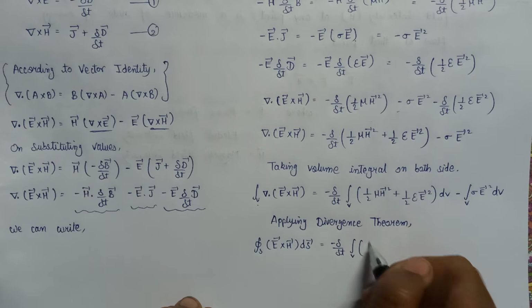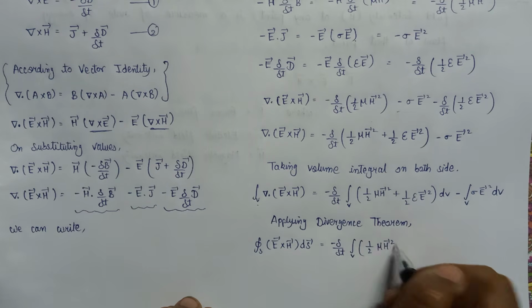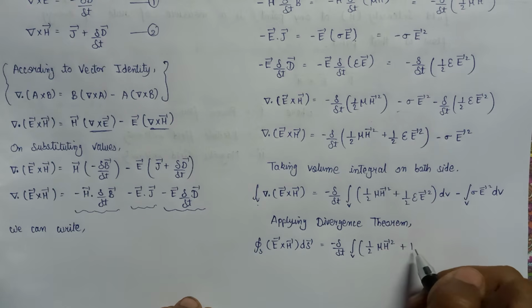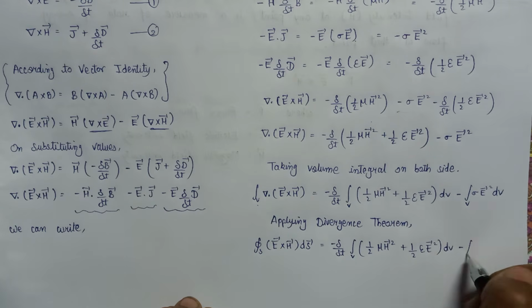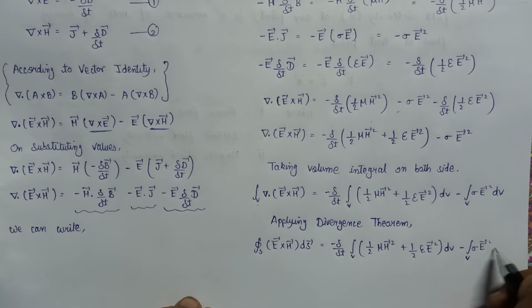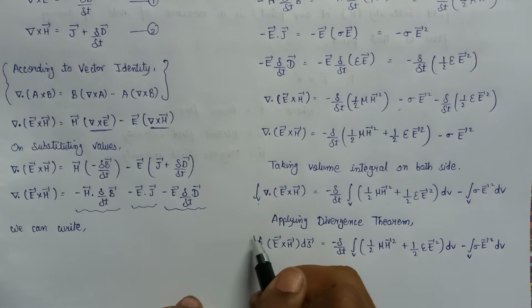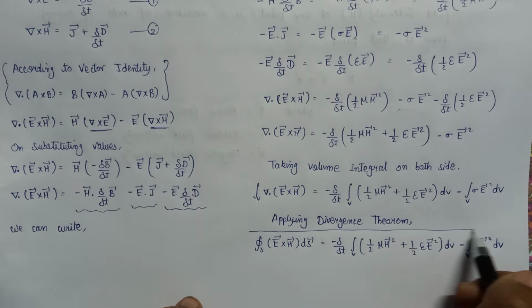volume half into mu H square plus half into epsilon into E square over dV, and minus integration over volume sigma E square into dV. So this is the final expression for the Poynting theorem.